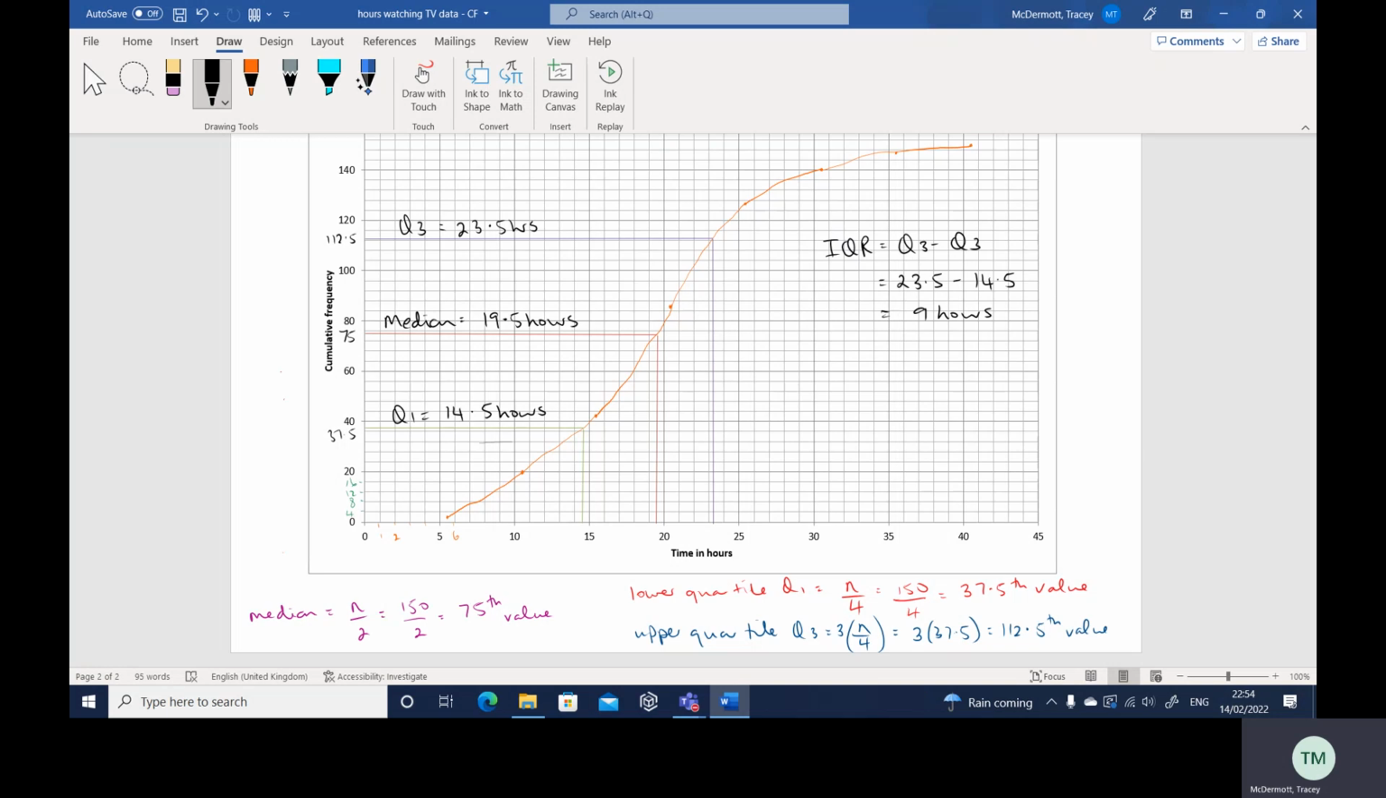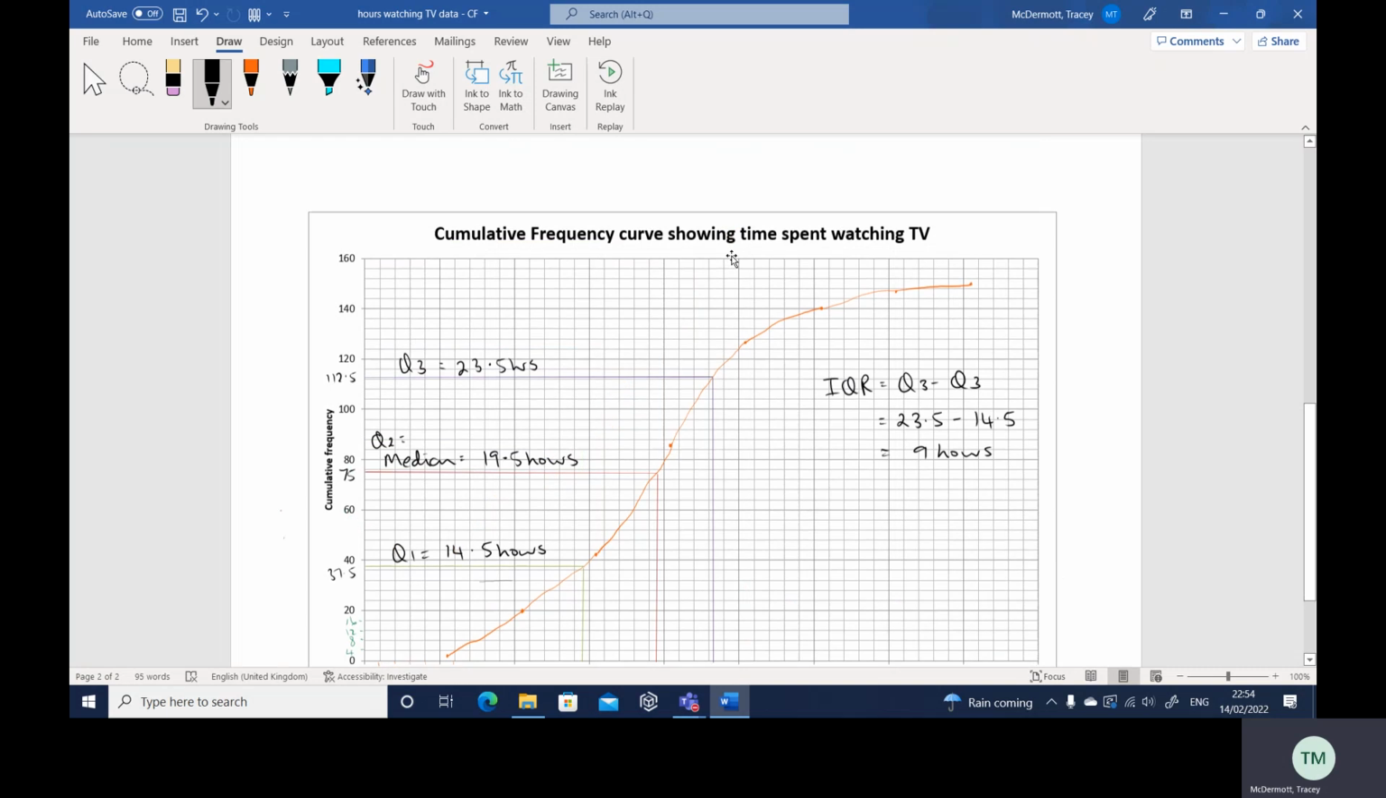So the person in the upper quartile position has watched TV for 9 hours more than the person sitting in the lower quartile. Just for a matter of fact as well, your median is always going to be your Q2, your second quartile. All right. Now that's the full analysis for a cumulative frequency question.